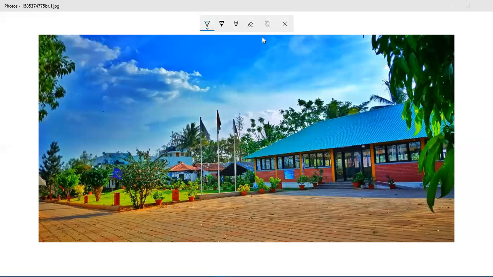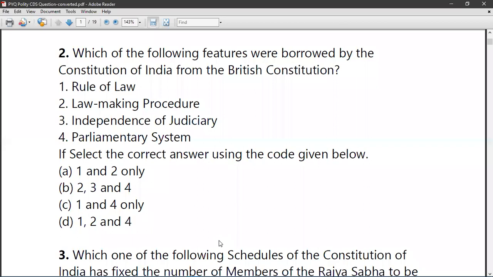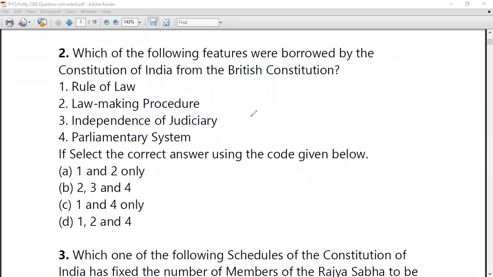You can see the question on screen here, which says: which of the following features were borrowed by the Constitution of India from the British Constitution? It means which portions the Indian Constitution has borrowed from the British Constitution. What is the key point of this question? That is the British Constitution and the borrowing of sections from it, which you should know. Before I proceed, I'll explain what features have been borrowed from the British Constitution. Then you will easily be able to take the correct answer to this question.